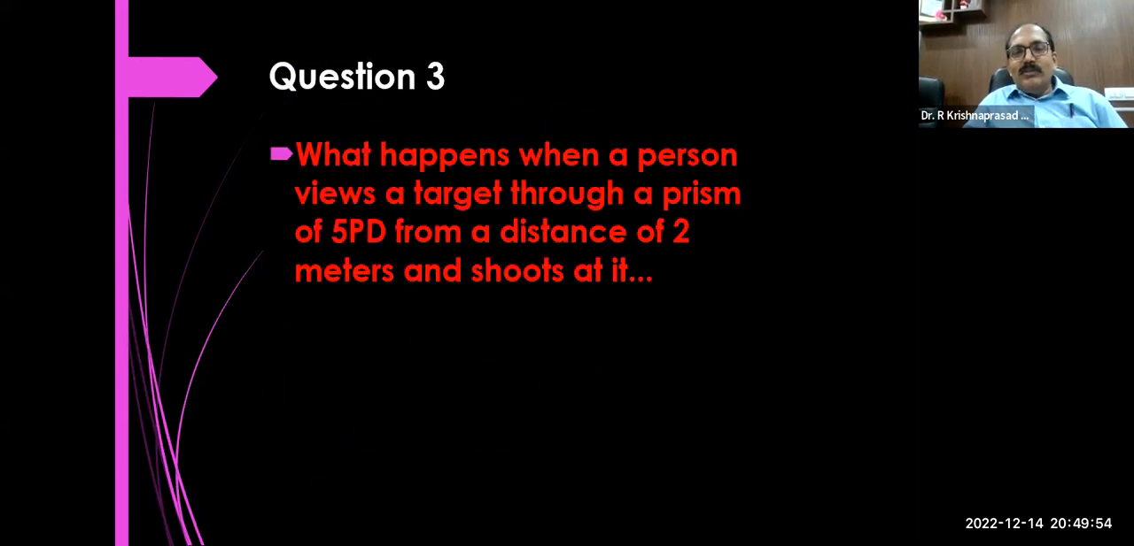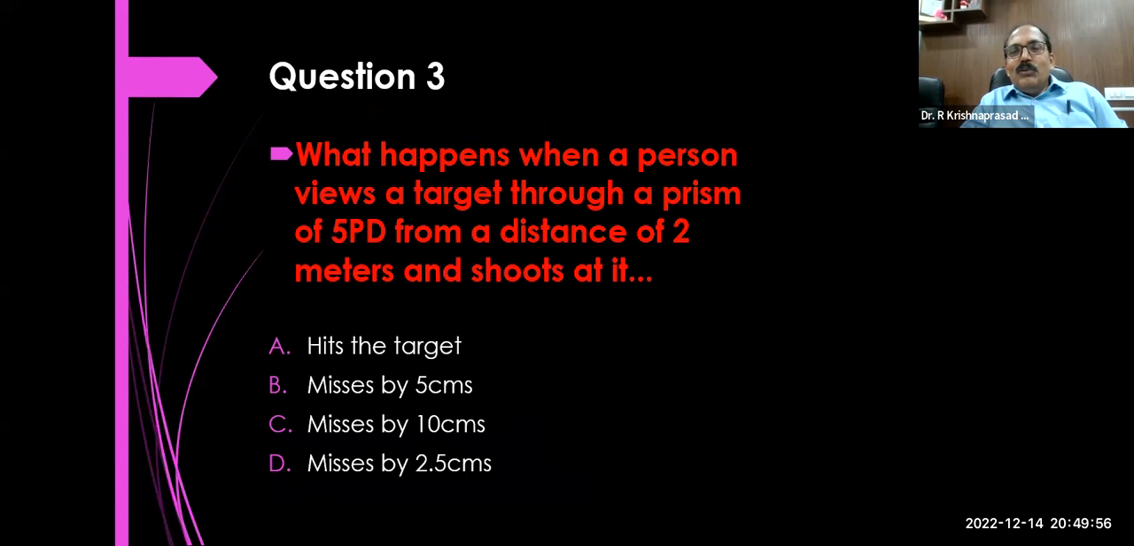So this is about prism diopters. When you see a target through a prism of 5 prism diopters at a distance of 2 meters and shoots at the target, will he hit the target, or miss it by 5 centimeters, 10 centimeters, or 2.5 centimeters? You have 5 seconds to answer this. It's just a calculation.